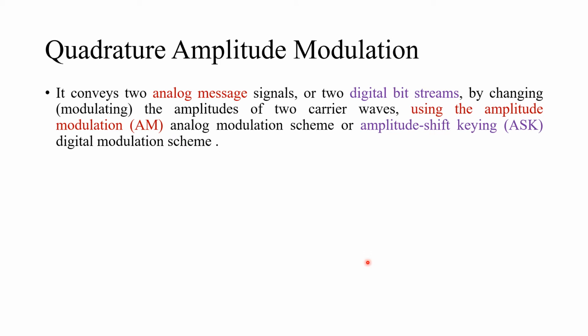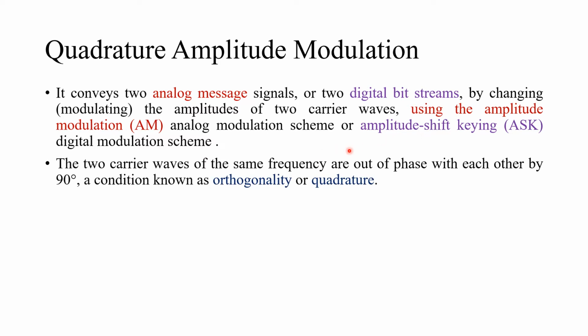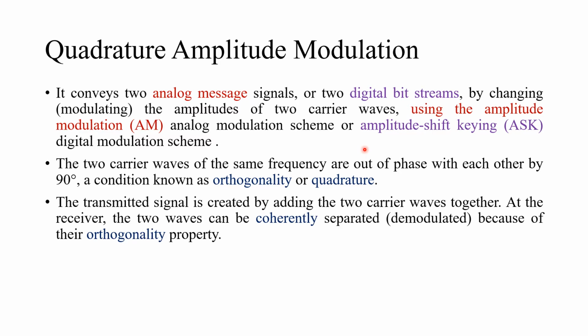A QAM system can be used to transmit two analog signals or two digital bit streams. If we are transmitting analog messages, we have to use amplitude modulation. If we are transmitting digital bit streams, we will have to use amplitude shift keying in the transmission part. The two carriers that we use are at 90-degree phase, which is a condition known as orthogonality or quadrature, and due to this condition, the data can be extracted at the receiving end using coherent detectors.